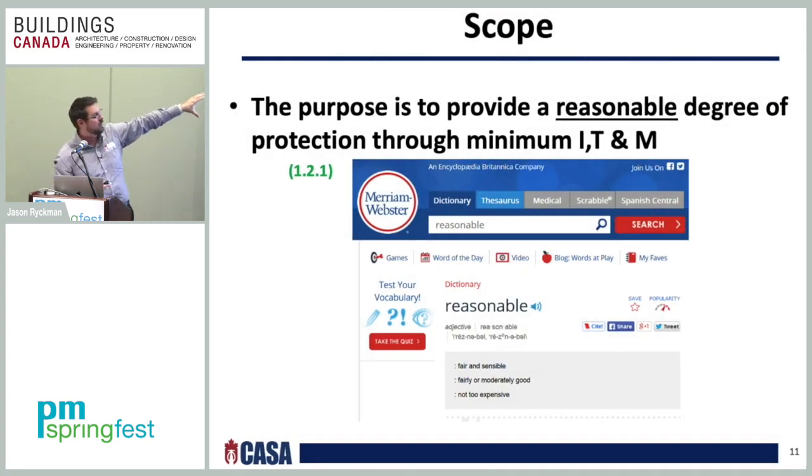So I looked it up in the Merriam-Webster's Dictionary, 11th edition. When you look at the purpose, to provide a reasonable degree of protection through ITM, and you look at reasonable, it basically says fair, sensible, fairly or moderately good, and the very last thing, because it's always about money, right, it says not too expensive. That's what reasonable means in Merriam-Webster's. So whenever you're looking at the NFPA 25 document, or any NFPA document, reasonable is fair and sensible, fairly or moderately good, and not too expensive.